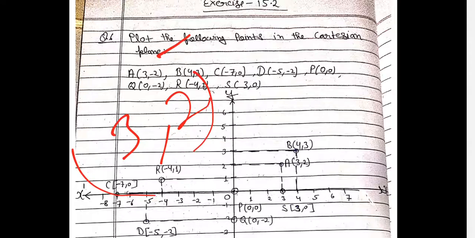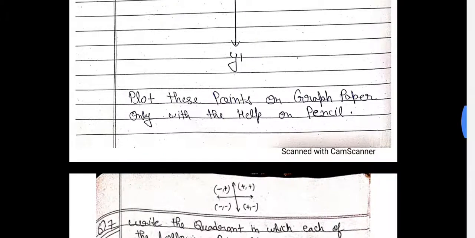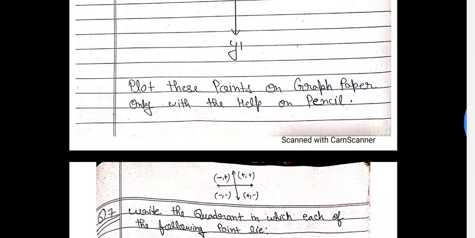So what is the value of A? On the x axis move up to 3, and on the y axis move up to 2. So you get the point A, 3 comma 2. Okay, hope all of you understand this one. I'm writing here, plot these points on the graph paper only with the help of a pencil.